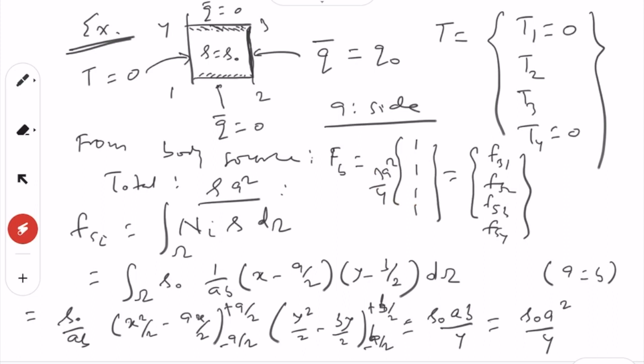So S naught, if you have, then you get S naught a square like this one. This you got because of the body force. Now next thing is there will be also, because of the heat is also coming or being transferred through the boundary. So in this example, these two surfaces are coated. Basically coated means there is no heat transfer from these two sides.